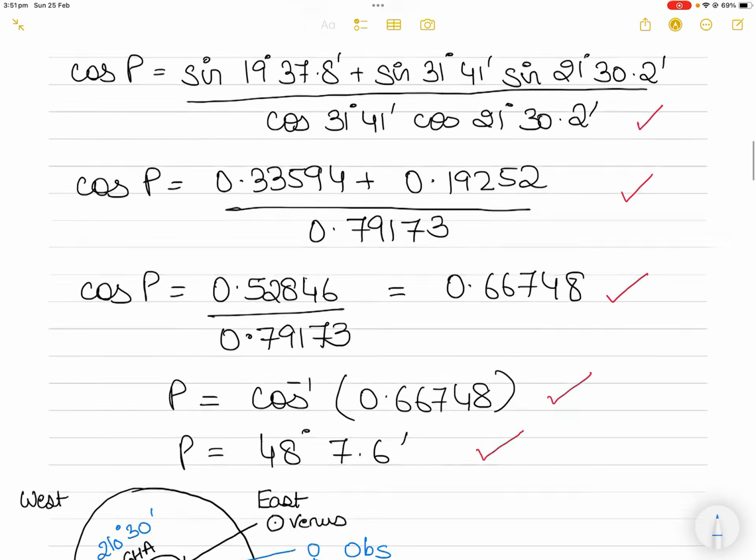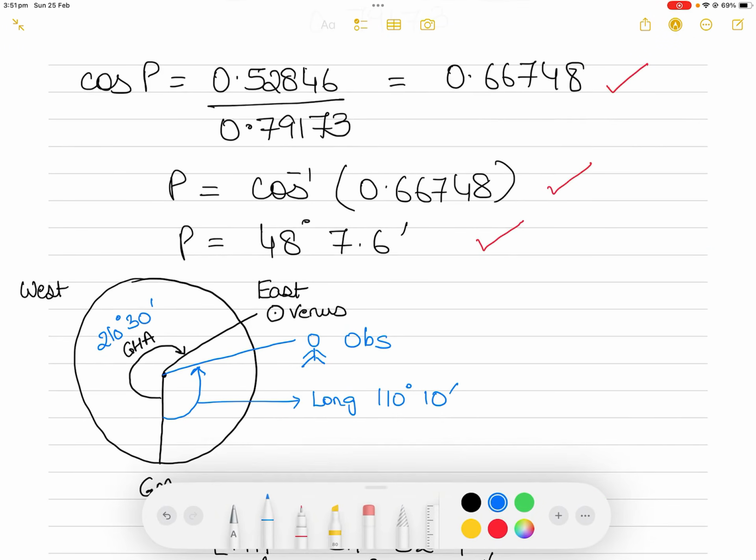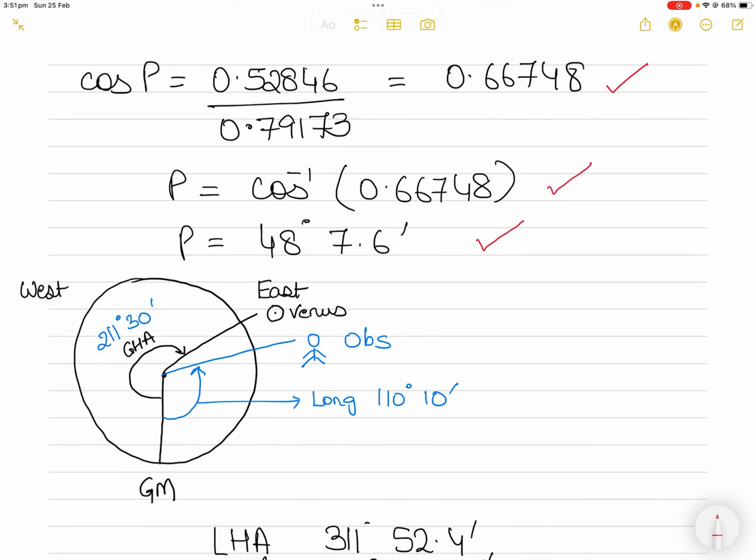And my GHA is of course 210 degrees 30 minutes. Is that right? 210 or is it 211? I can't remember. 211 degrees 30.5 minutes. All right, so you have plotted yourself and you have plotted the planet as well. Now, what is the LHA? LHA is measured westward from the observer all the way to the celestial body. This angle here, the red part, is the LHA.